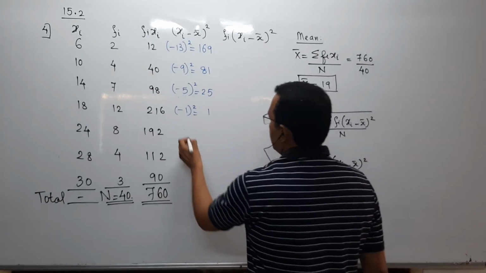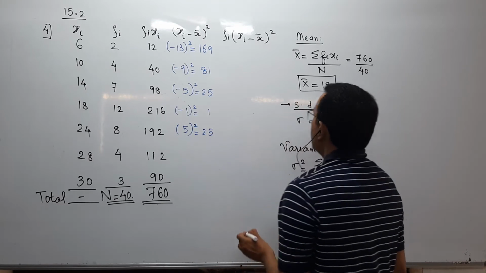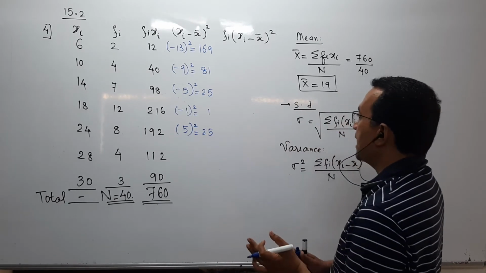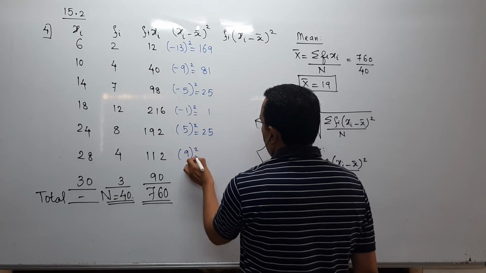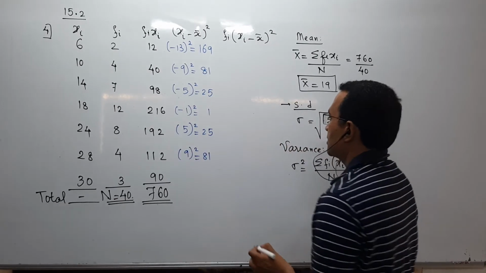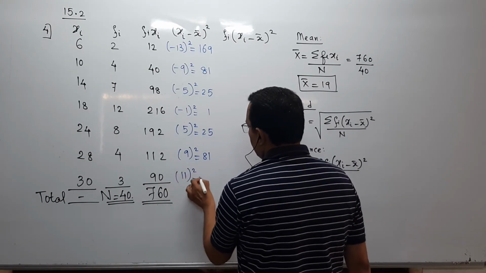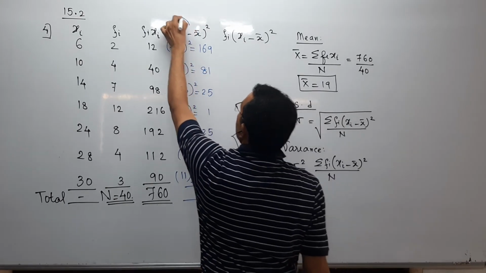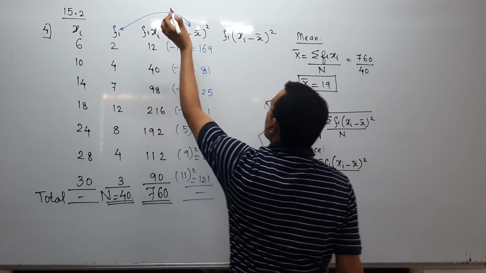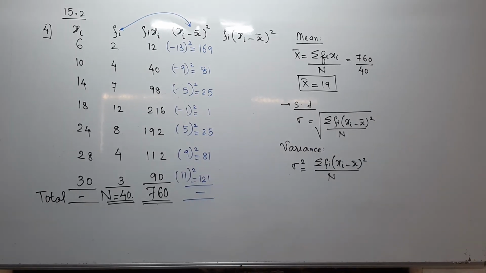24 minus 19 is 5, and square of 5 is 25. 28 minus 19 is 9, and square of 9 is 81. Then 30 minus 19 is 11, and 11 square is 121. This total we don't require. We have to have the product of fi and xi minus x bar whole square.